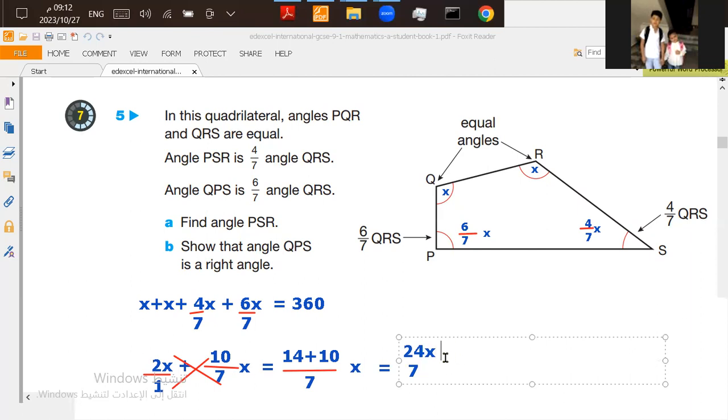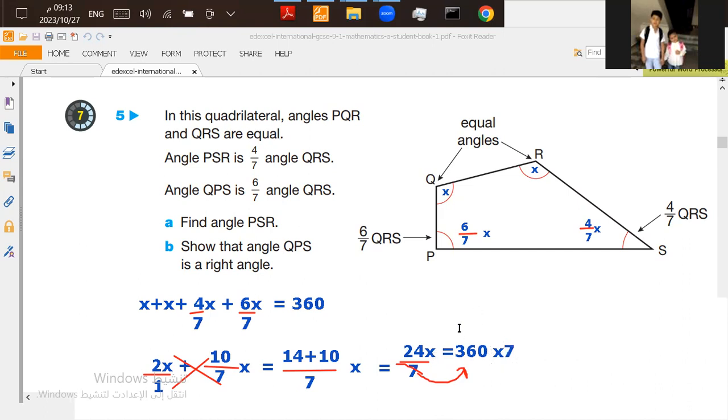Let's write it like this. And then equals to what? Equals to 360. I'm going to show you how to deal with this now because we have a fraction. We have a 7 down here. The 7 is divided by, so I can take the 7 by multiplying here. I'm going to remove it from here, and the 360 is going to be multiplied by 7, okay?